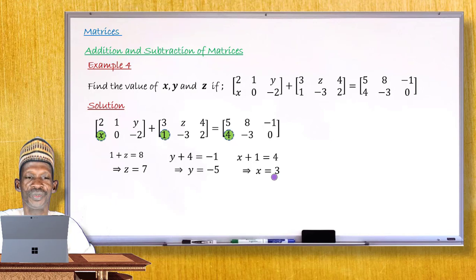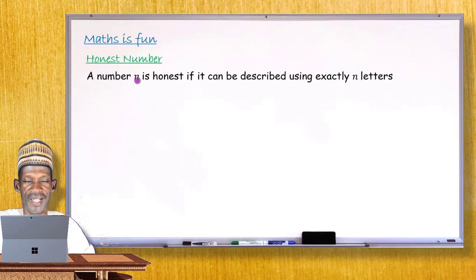Let me just move to the last segment, Maths Expand, and explain what numbers are called honest numbers. A number n is honest if that number can be described exactly using n letters. That is, if you are to describe that very number in words, you can use exactly n letters in the words. Let's just take examples.